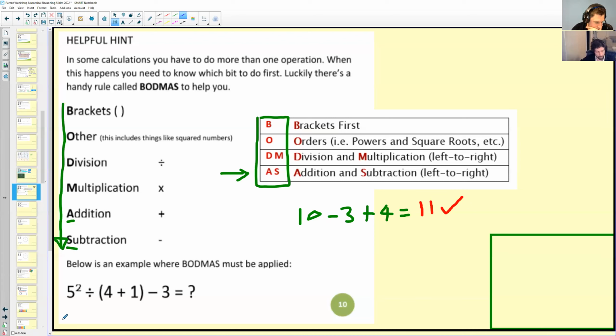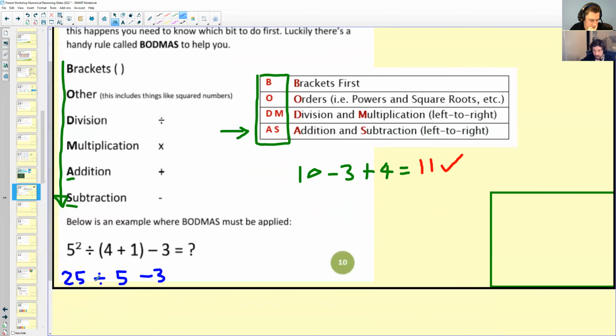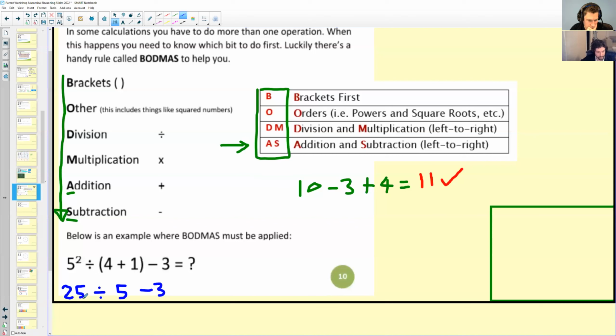So for me here, I'm going to start simplifying. 5 squared, that's self-contained. It's indices, so I can say that's 25. In my brackets, self-contained, I can turn that into a 5. So what haven't I done? Well, I've not yet done this divide, so let's fill that back in. I've still got this minus 3. So that's step 1. And then what comes first? In this case, divide comes first. So 25 divided by 5 is 5, minus 3. And then I sort out 2.